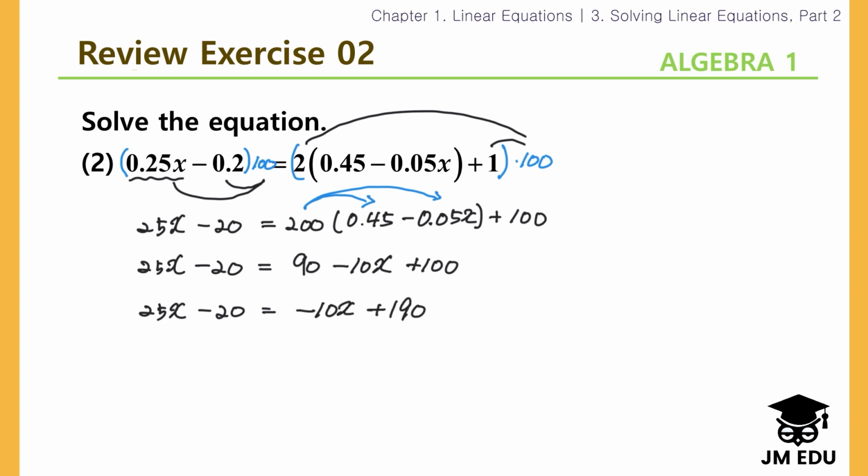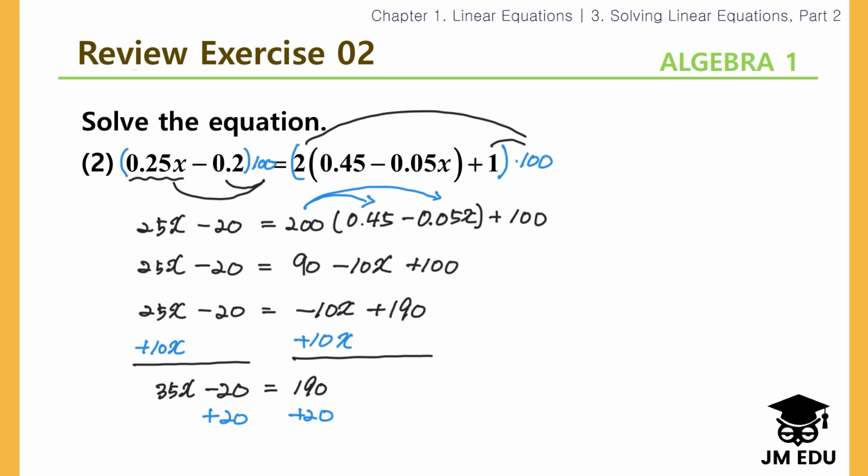Now, what I'm going to do is add 10x to each side to eliminate minus 10x. So that's going to be 35x minus 20 is equal to 190, right? Now, next step, let's eliminate negative 20. So plus 20 here, plus 20 here. So left hand side, we have 35x. Right hand side, we have 210, right?